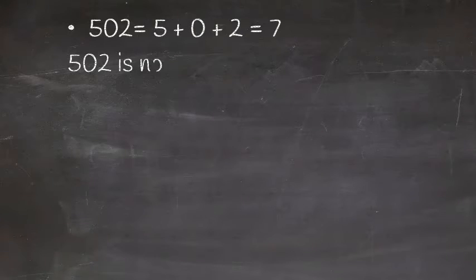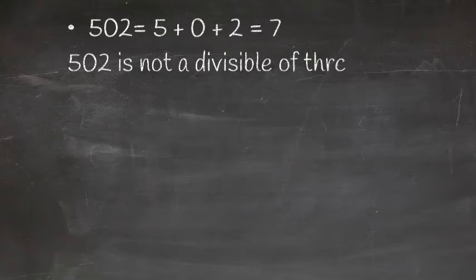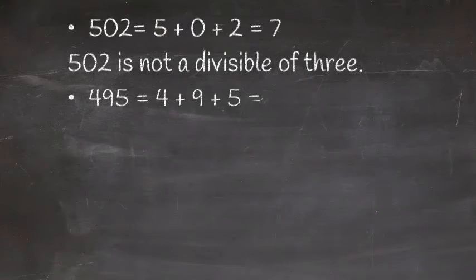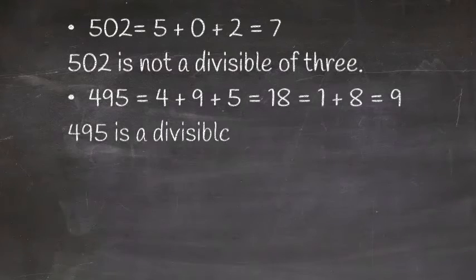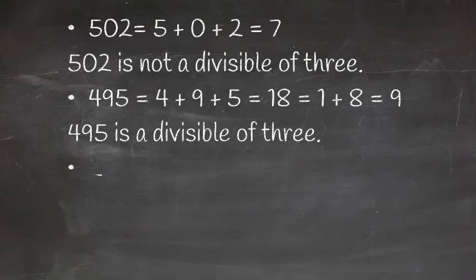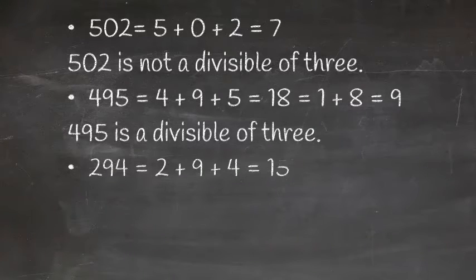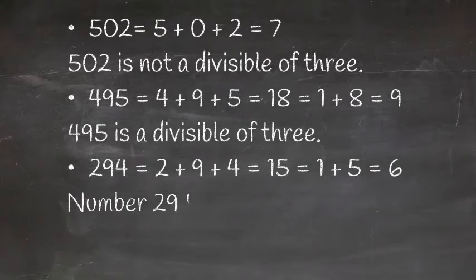502. 5 plus 0 plus 2 equal to 7. Therefore, 502 is not divisible by 3. 495. 4 plus 9 plus 5 equal to 18. 18 equal to 1 plus 8 equal to 9. Therefore, 495 is divisible by 3. 294. 2 plus 9 plus 4 equal to 15, which is equal to 1 plus 5 equal to 6. Therefore, number 294 is divisible by 3.